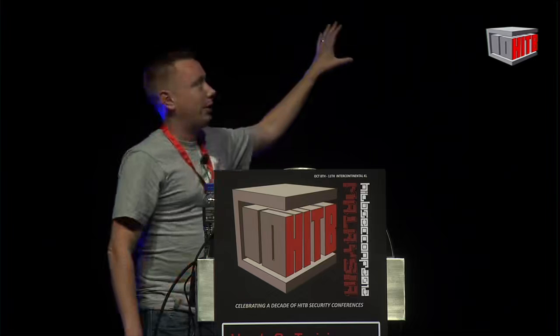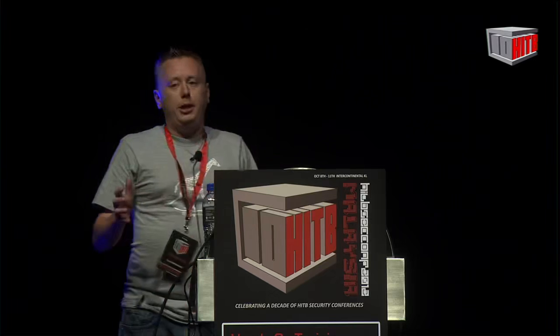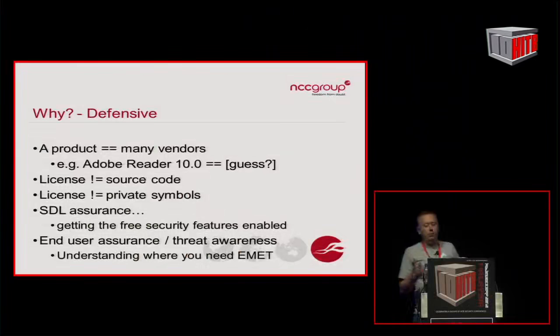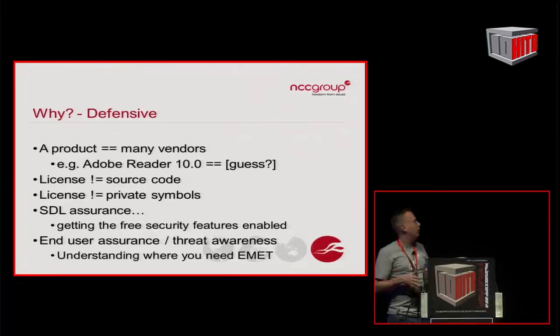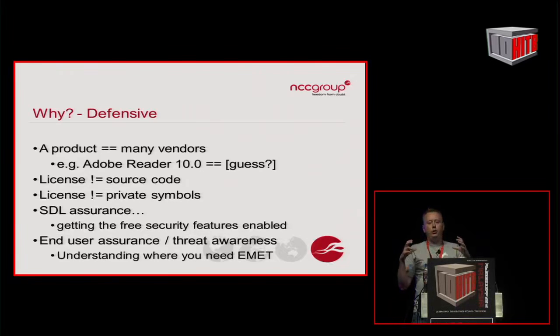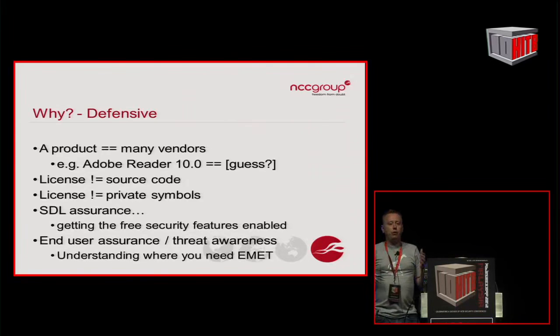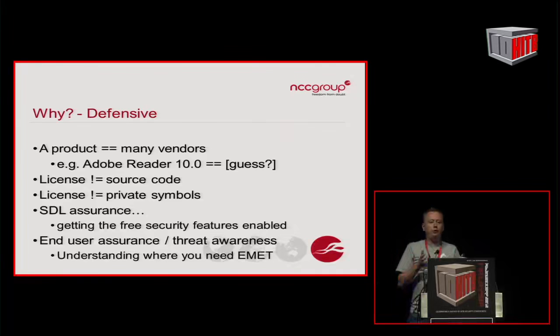So this is a great example. Adobe gets a lot of bad press at the moment, unfortunately, because they are the vector of choice, although Oracle may soon be there with Java. So Adobe writes Reader 10, which is one product. The number of vendors that actually have software shipping in the Adobe Reader installation package is about 8 or 9 different software vendors. They contribute different libraries and different components to the Adobe product.